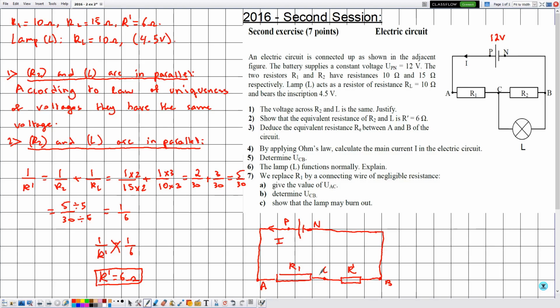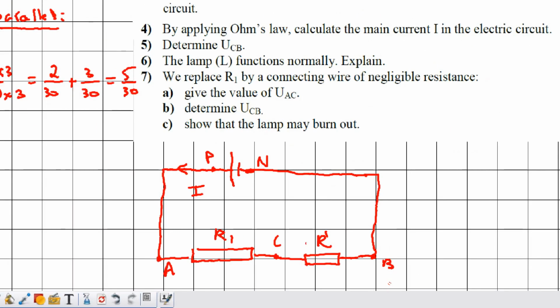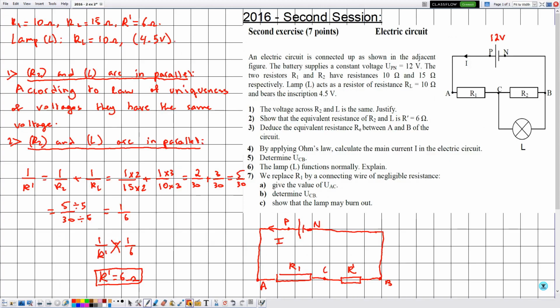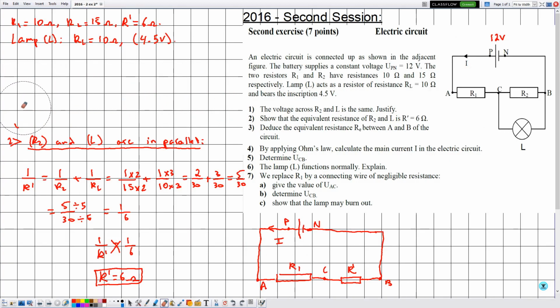Across A and B we have two resistors, and they are given by R1 and R prime. Notice that R1 and R prime, they are in series because they have one terminal in common. Then its equivalent resistance is given by. Then let's say that R1 and R prime are in series.